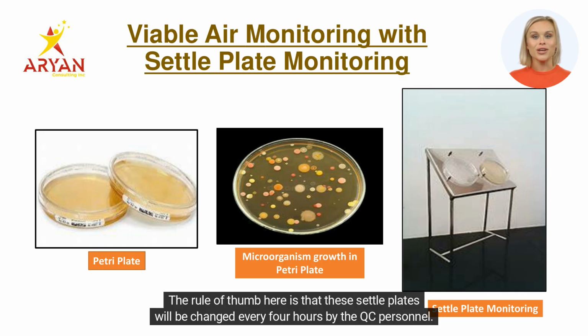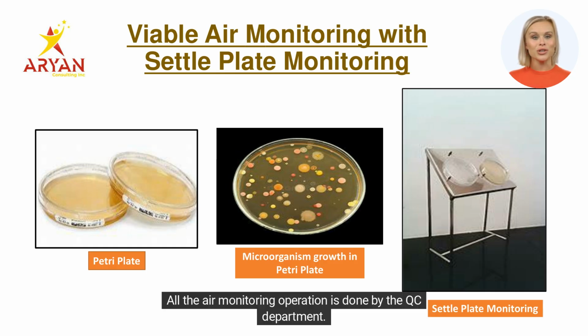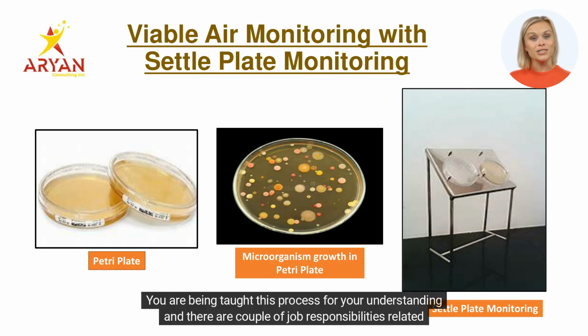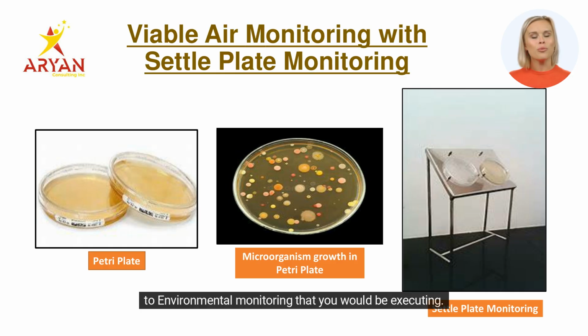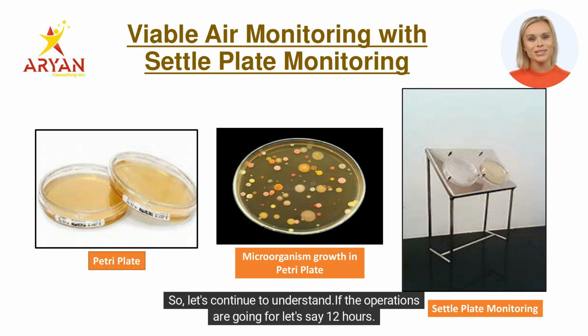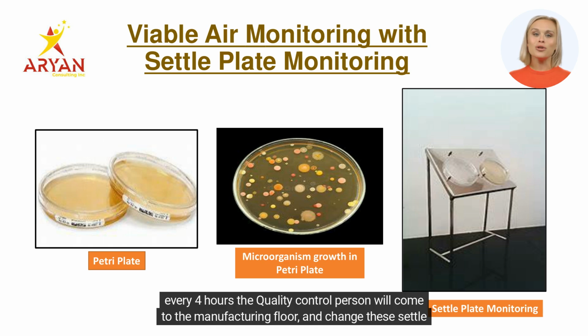The rule of thumb here is that these settle plates will be changed every 4 hours by the QC personnel. All the air monitoring operation is done by the QC department. You are being taught this process for your understanding, and there are a couple of job responsibilities related to environmental monitoring that you would be executing. So let's continue to understand. If the operations are going on for, let's say, 12 hours, every 4 hours the quality control person will come to the manufacturing floor and change these settle plates.